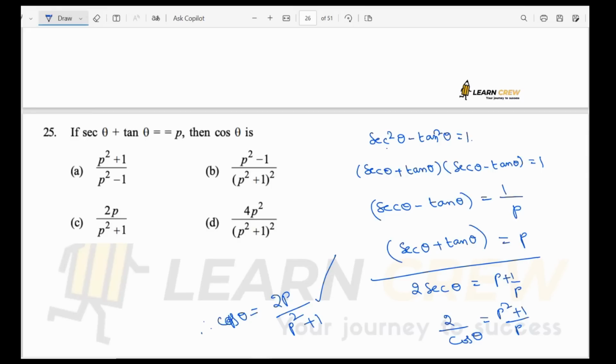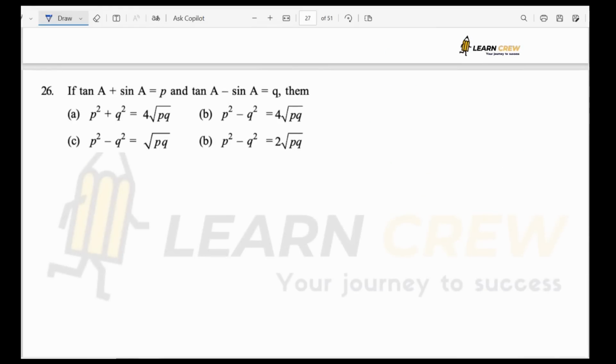Next. Is it clear? Done? Now please do the next one. Question number 26. Please answer this one. Tan A plus sin A is equal to P. Tan A minus sin A is equal to Q. Then which of the following is correct? You can answer in less than 30 seconds. What is the answer? Quick.